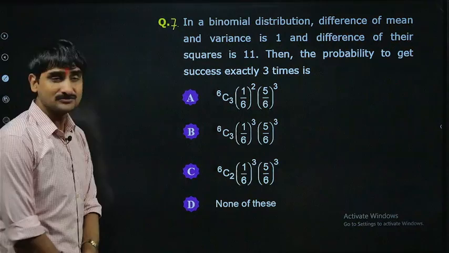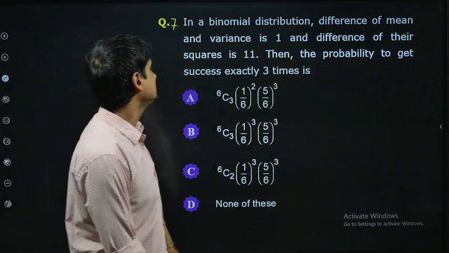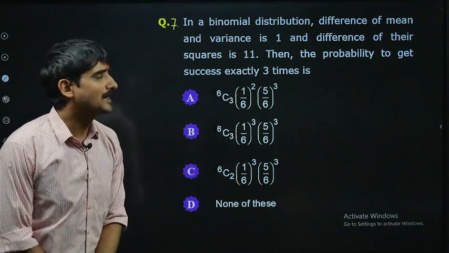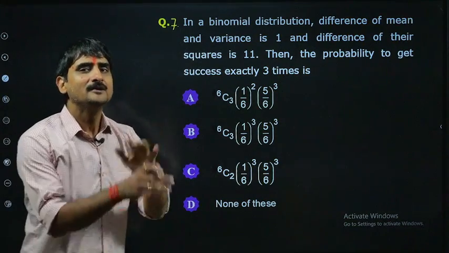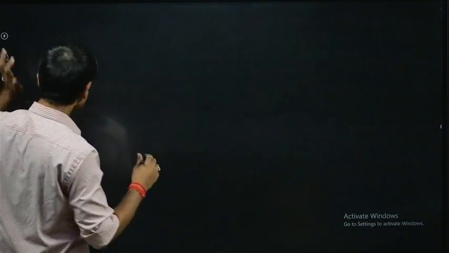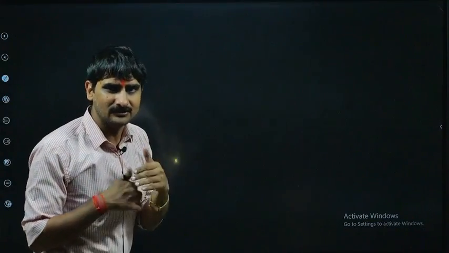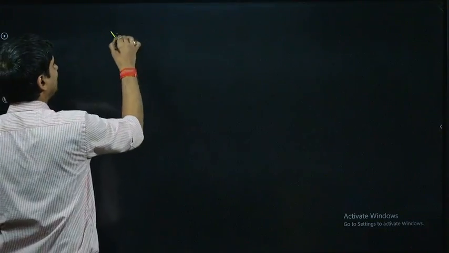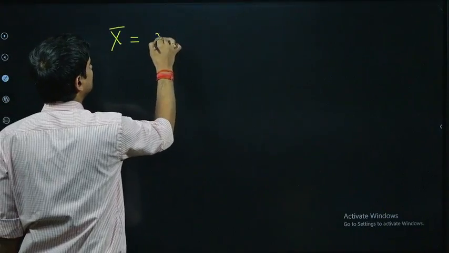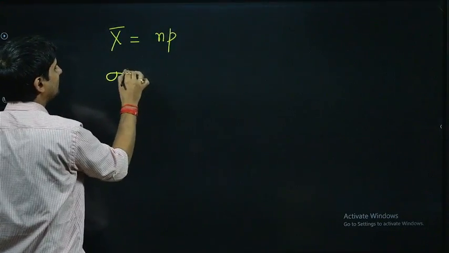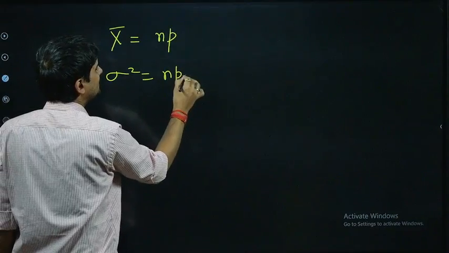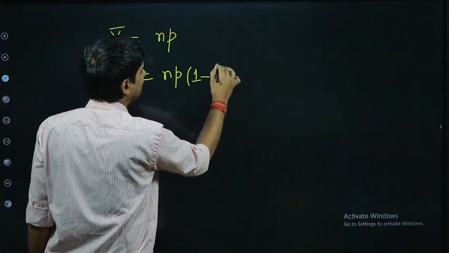Now moving to the next question: in a binomial distribution, the difference of mean and variance is 1. Now let us first try to recall the formula. The formula for mean for binomial distribution is n into p. The formula for variance here is np into (1 minus p). Now what is n?